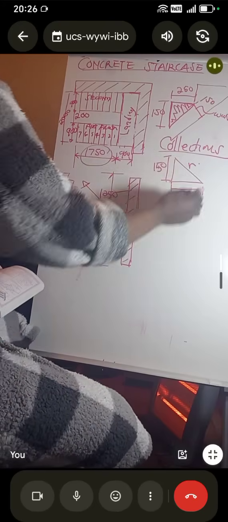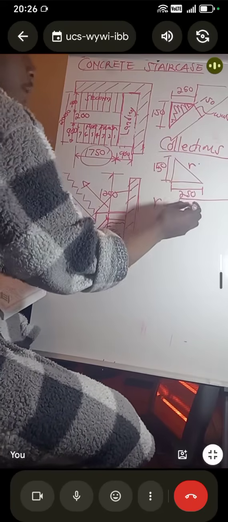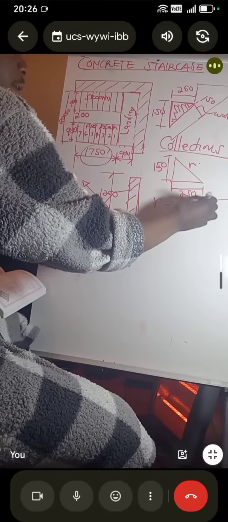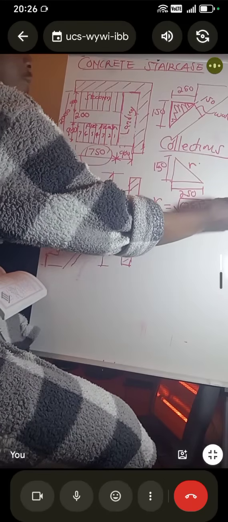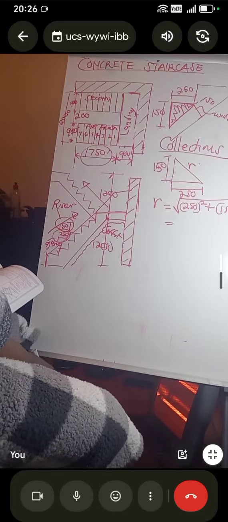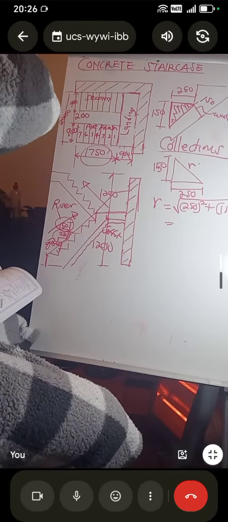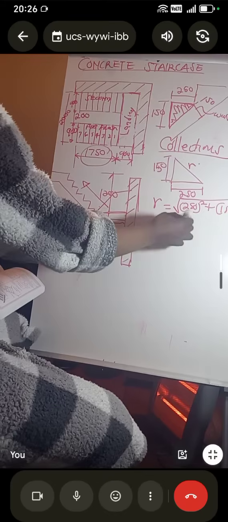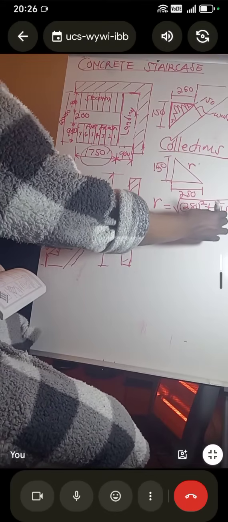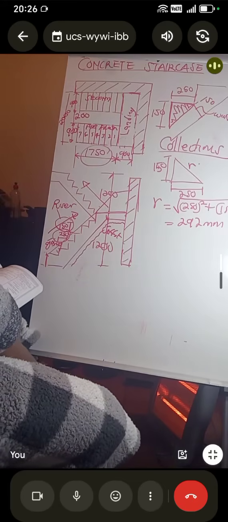Then you're going to say your r is equal to the square root of 250 squared plus 150 squared, which is 292 millimeters. Good.